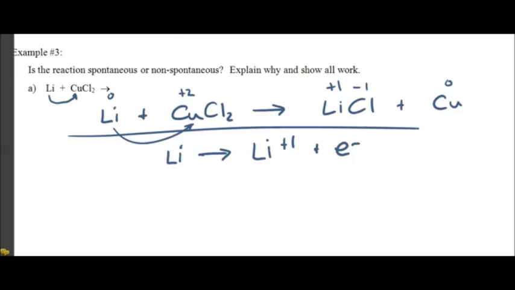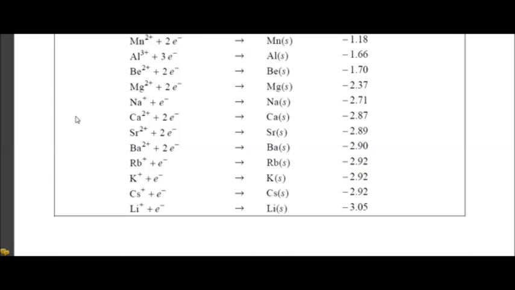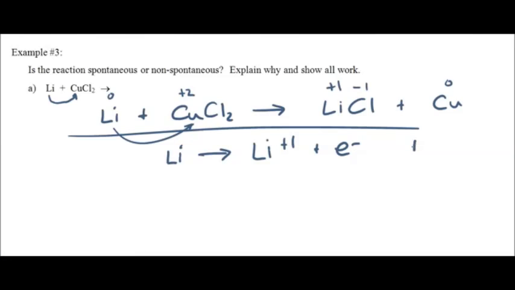Go to your standard reduction potential sheet, and lithium is near the bottom here. So lithium, when it is reduced, has a -3.05 voltage. However, lithium is oxidized in this example, so we're going to use the 3.05, but as a positive value. So we have a positive 3.05 voltage, starting off well there.